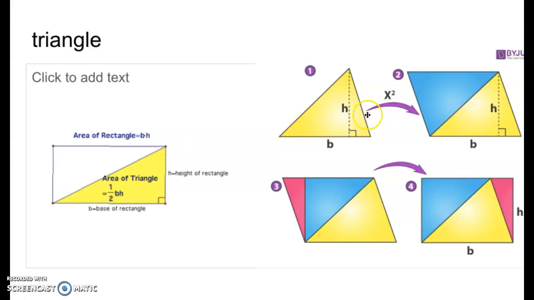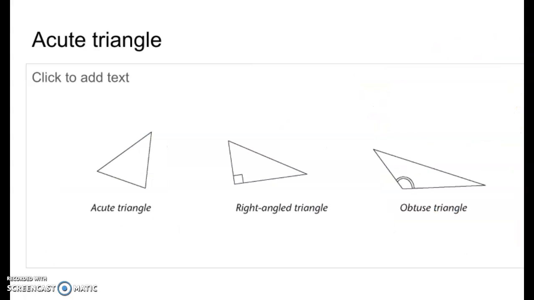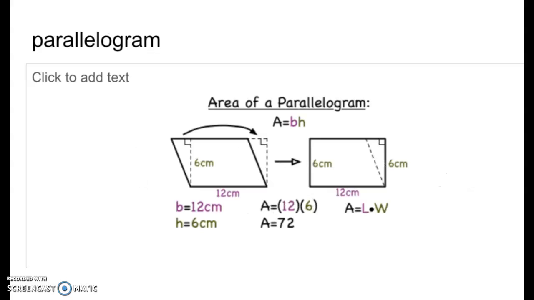So if we have an acute triangle like we do right here, we will copy and rotate the triangle just as we did with this right triangle. And we can then see that this shape forms a parallelogram. An acute triangle means it has an angle that is going to be less than 90 degrees. So here's an acute triangle compared to a right-angled triangle and an obtuse triangle. The area of a parallelogram is base times height, and the area of a triangle is half the area of a parallelogram. The area of any type of triangle will always be 1/2 base times height.